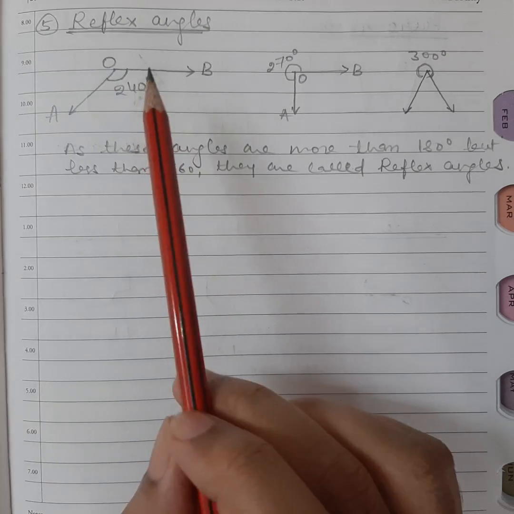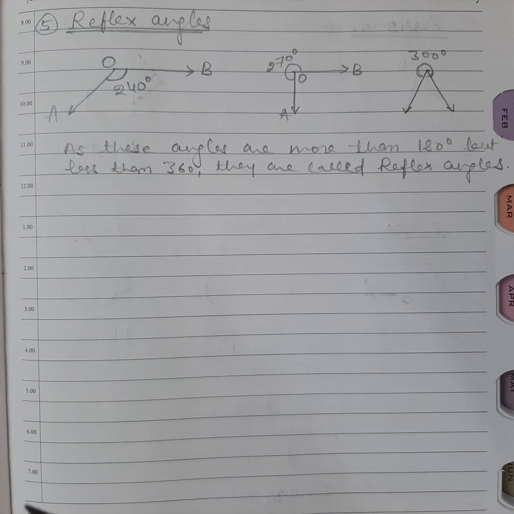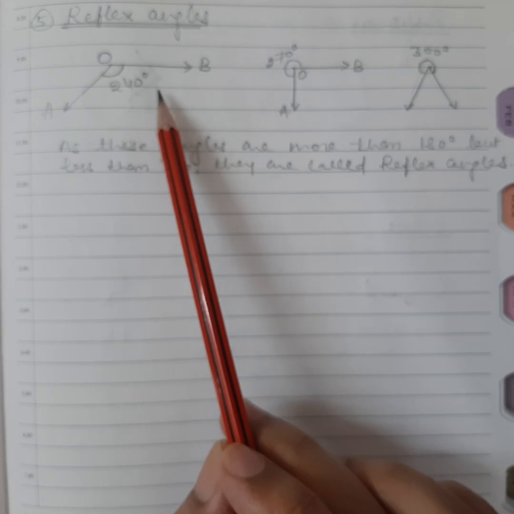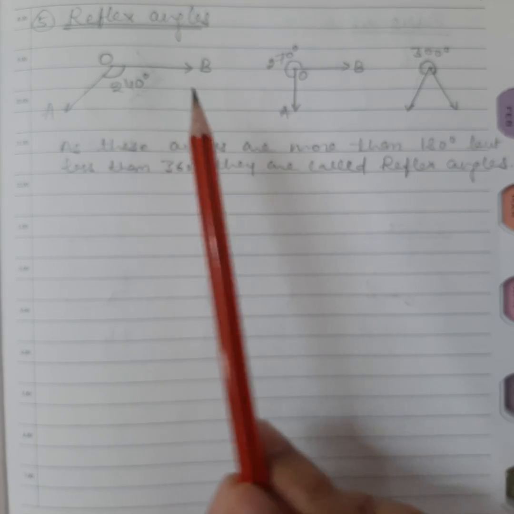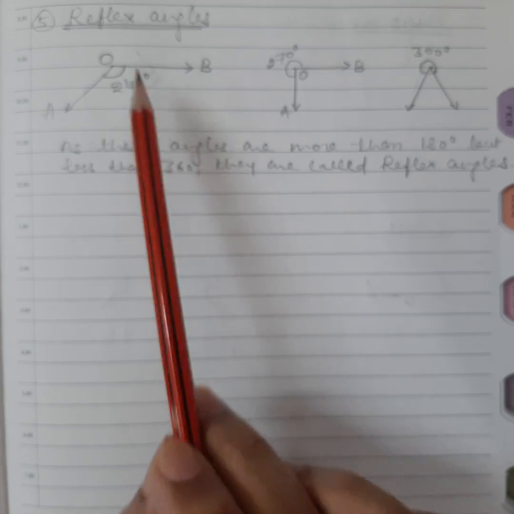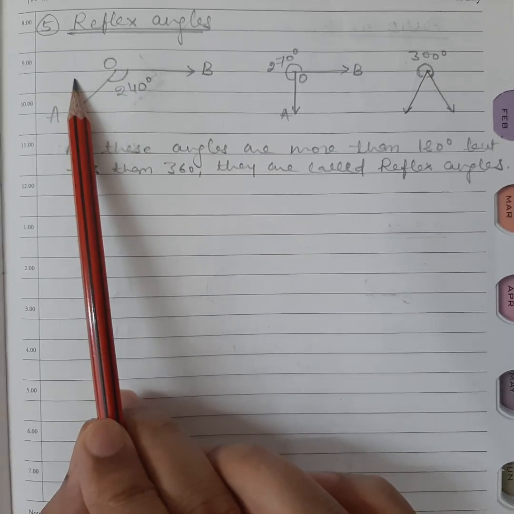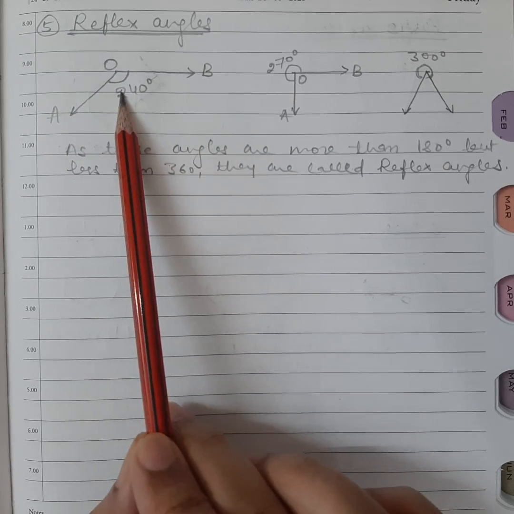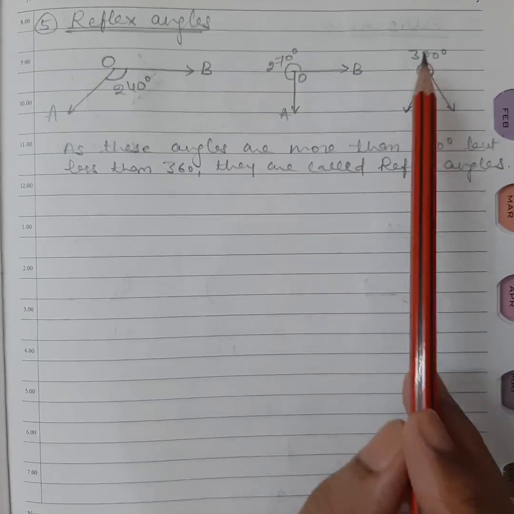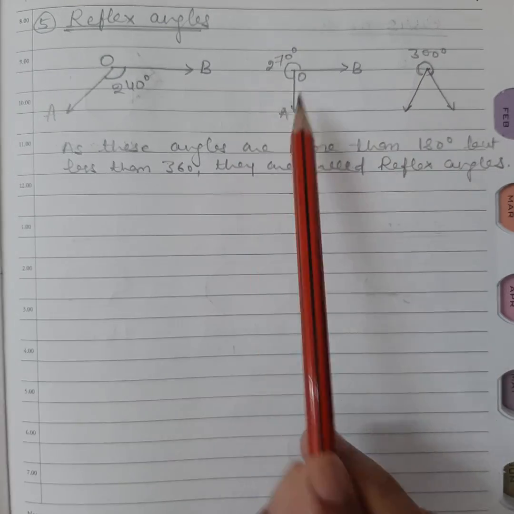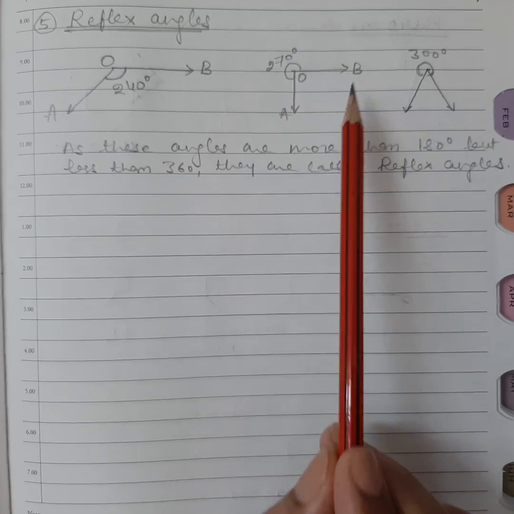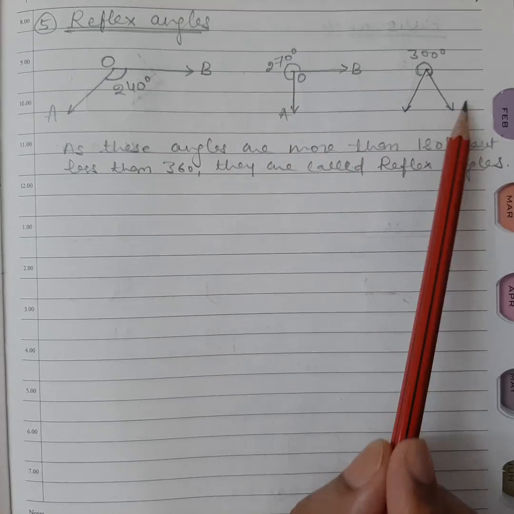So next angle is reflex angle. Reflex angle is an angle which is more than 180 degrees but less than 360 degrees. So this 240 degree angle will be a reflex angle because it's more than 180 degrees but less than 360 degrees. 270 degrees and 300 degrees similarly will be reflex angles because they are more than 180 degrees but less than 360 degrees.